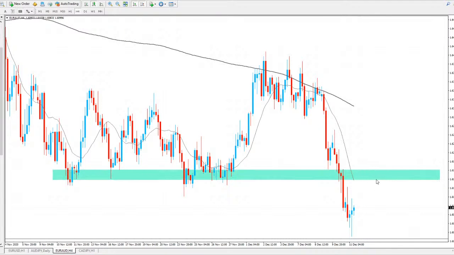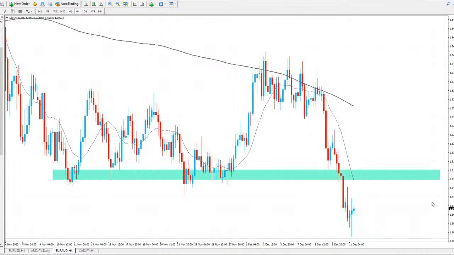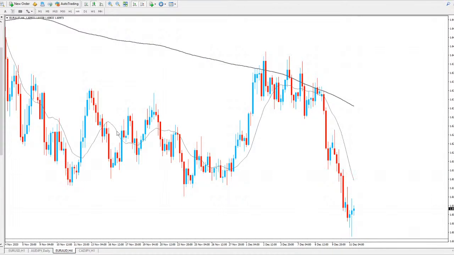Potentially can go and test that area, maybe see another move back down again, or see price break higher. So for Euro AUD, expecting a longer push to the upside, hourly as well, and potentially going to break through that level and go and test some highs up there. So again, bias to the upside for Euro AUD and GBP CAD as well, but just be careful and wait for some confirmation before jumping into any trade.